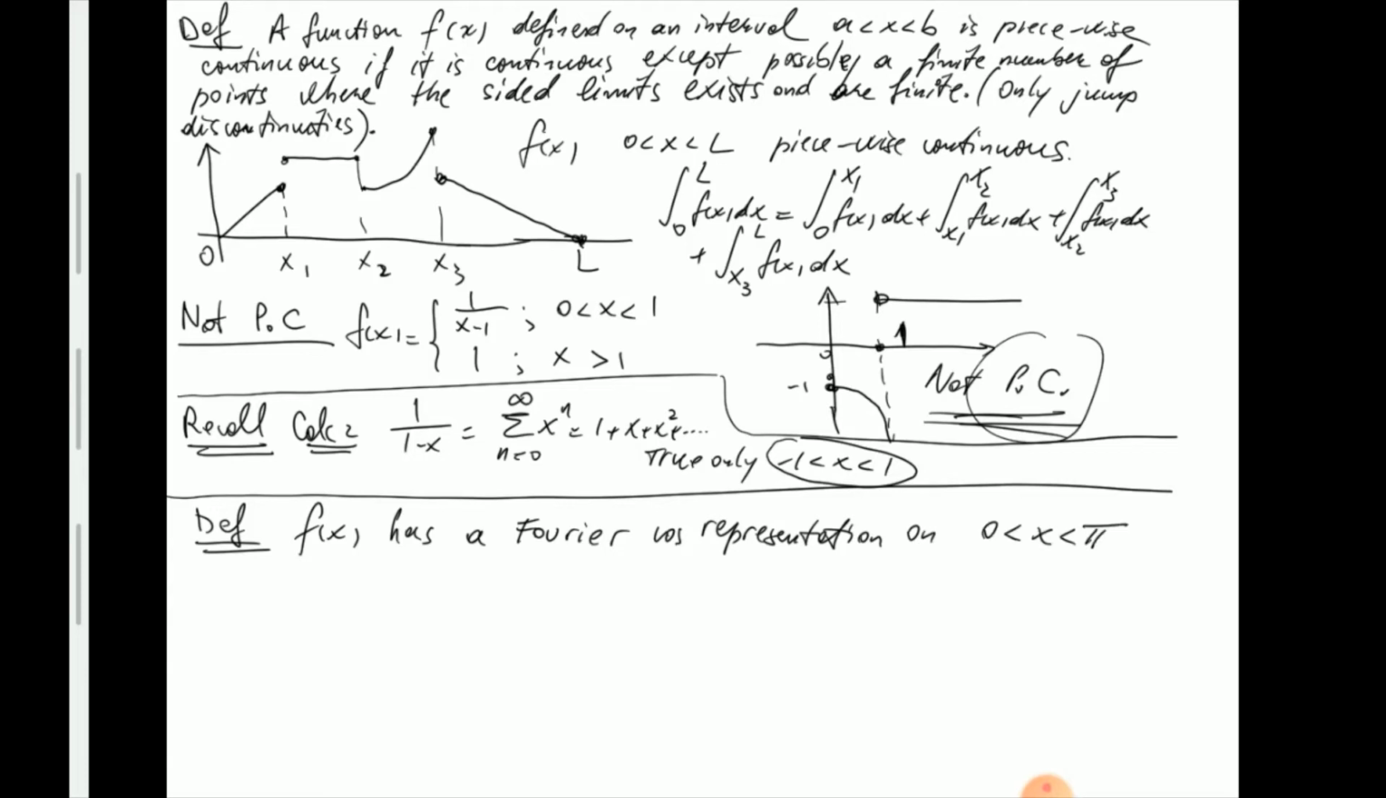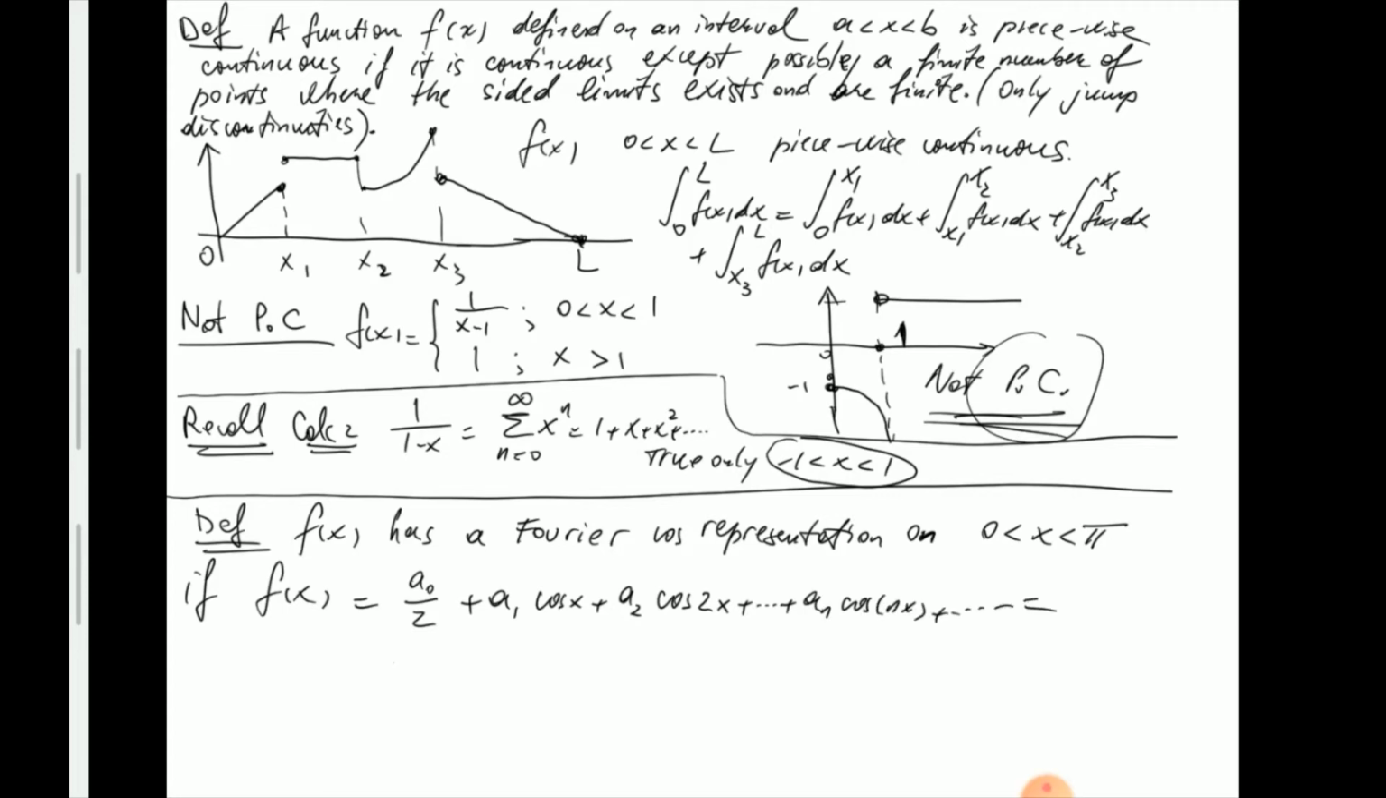We can change that interval later, but for now this is the easiest format, as you'll see. So f has a Fourier cosine representation on the interval 0 to pi if f of x can be written in terms of a series of the following functions. So a naught over 2, which is a constant. I'll explain later why you write this over 2, plus a1 times cosine of x plus a2 cosine of 2x, dot dot dot, an cosine of nx, dot dot dot.